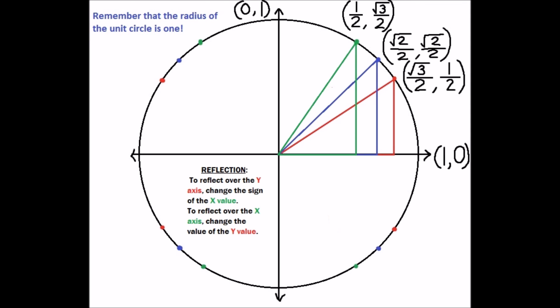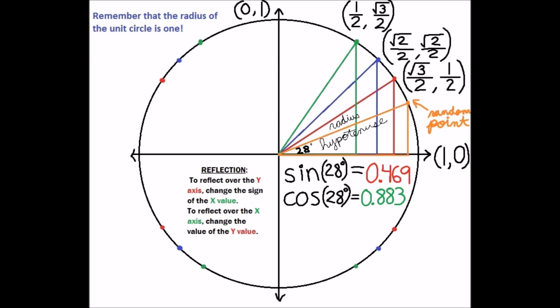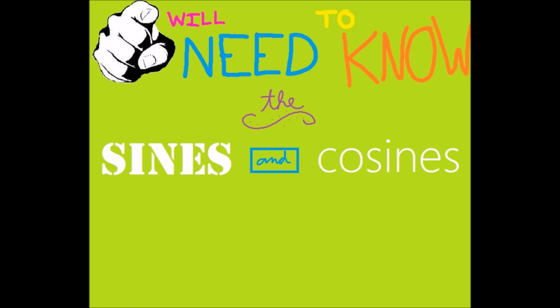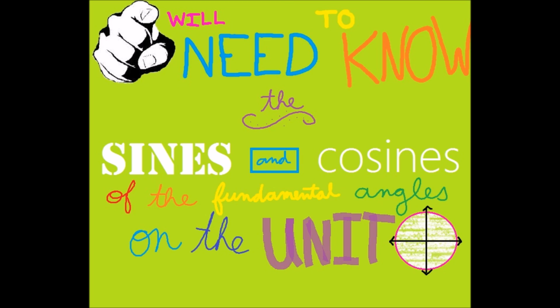Using reflection, you can change the signs of these basic coordinates and find the coordinates of the points in any quadrant. If you want to find a point that we haven't discussed, you can draw a radius to the point and make it the hypotenuse of a new triangle and use sine and cosine to find the x and y coordinates. You'll need to know the sines and cosines of the fundamental angles on the unit circle. We'll use 30 degrees for our example.